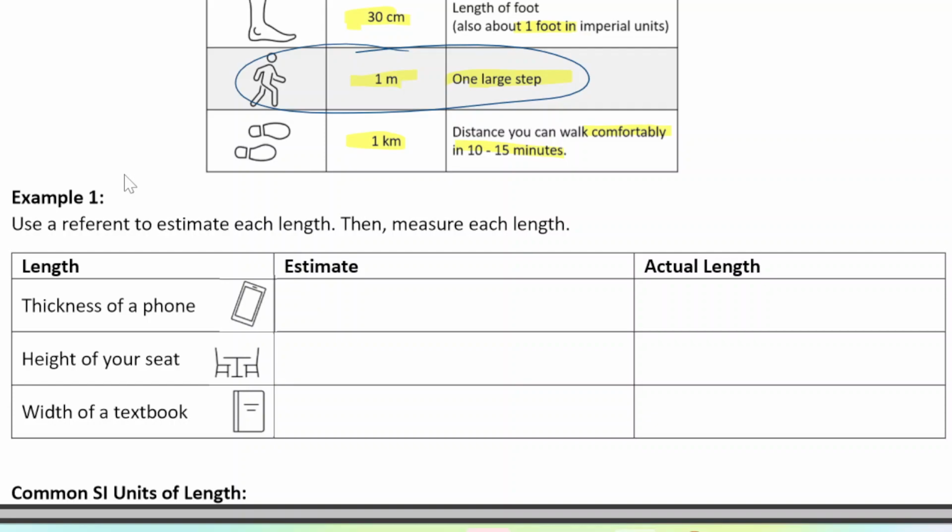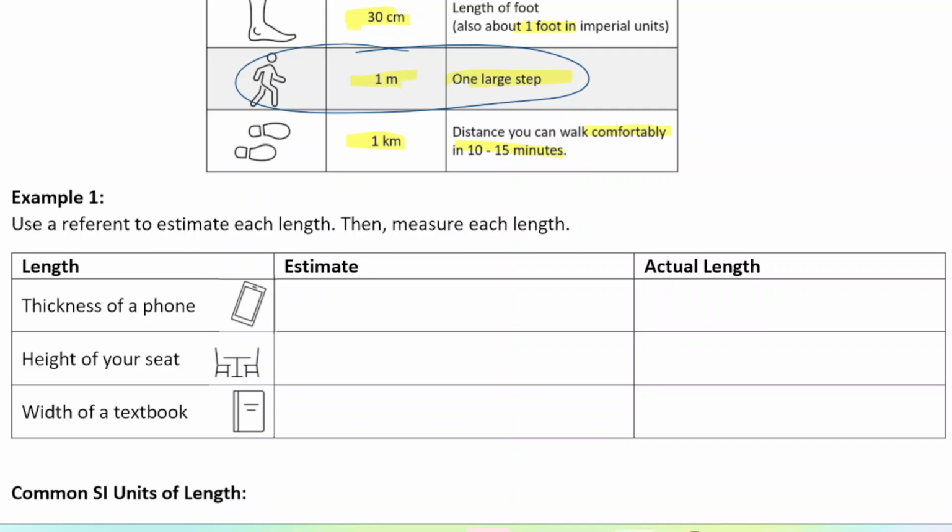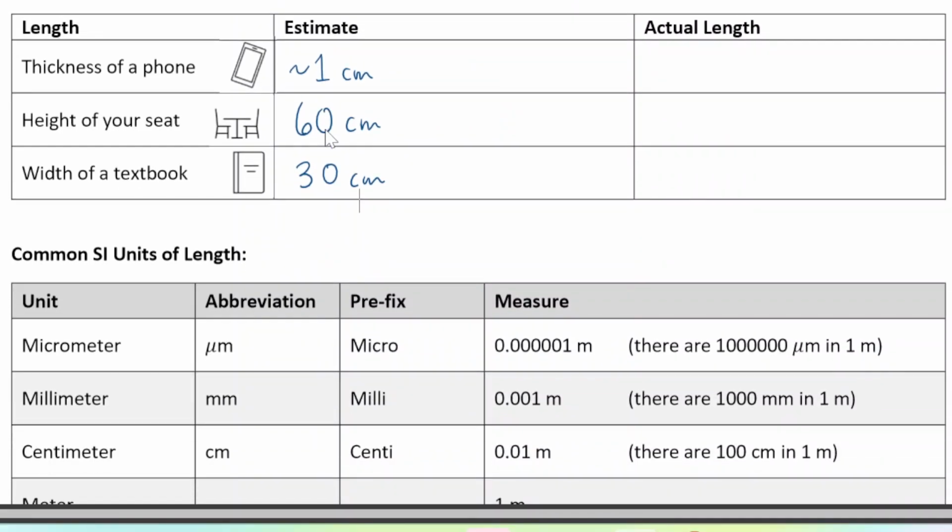You could do this one on your own. The answers are going to vary because it depends on your specific situation. But if we were going to estimate the thickness of your phone, it's probably around 1 centimeter, but it depends on your phone. Height of your seat depends on your seat, but maybe it's something like 60 centimeters, 2 feet, maybe it's 3 feet. Width of a textbook, that could be maybe 30 centimeters, maybe the length of your foot. Depends on your textbook, right? So you can do that on your own if you like.